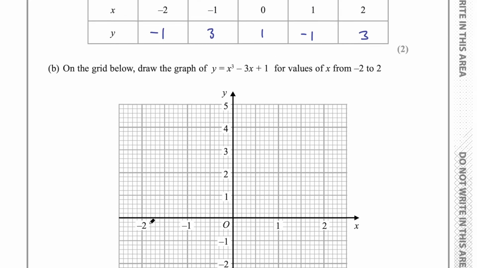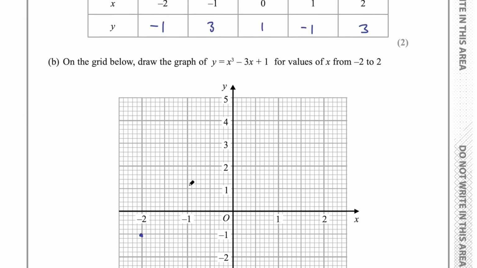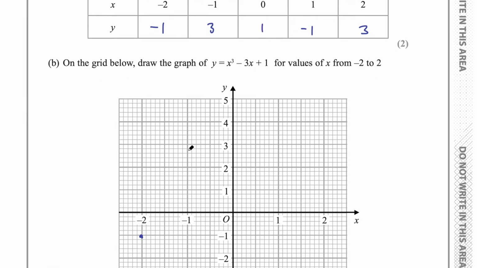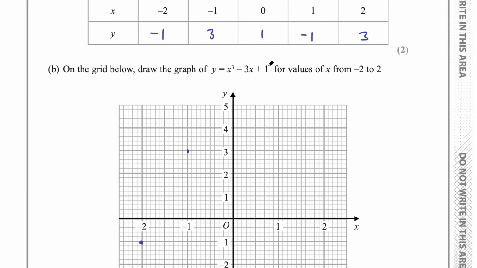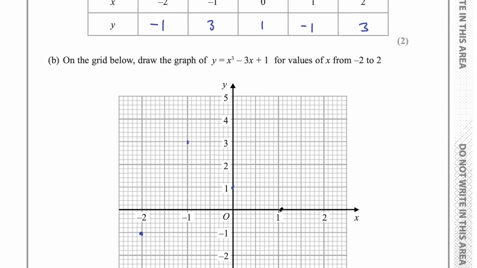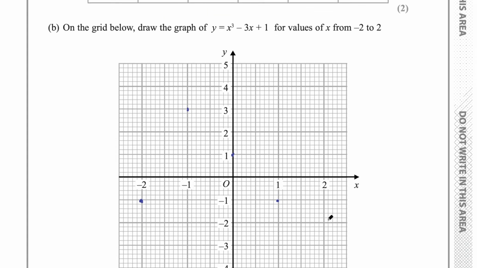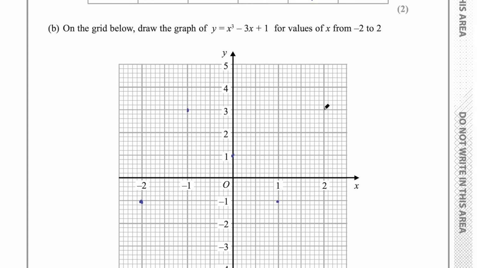So minus 2, minus 1 is down here. Minus 1, 3 is up here. 0, 1 is here. 1, minus 1 down here. And 2, 3 is back up here. Okay, so we've got a nice cubic shape to this, and make sure that you try to sketch that curve in. Don't just join them up with straight lines.